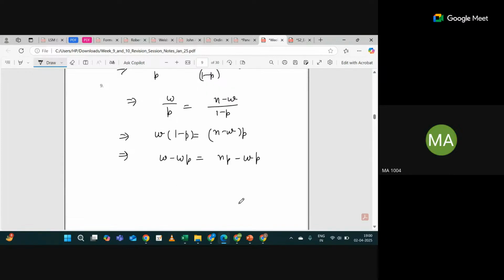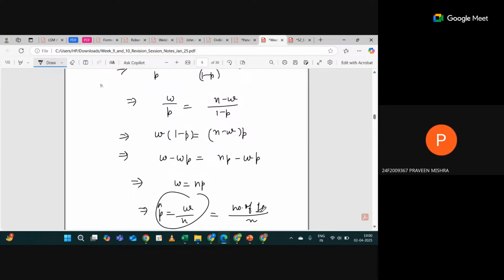From here, wp cancels out. So what we will get? w equal to n times p. So what is p hat? p hat is w by n. So what is w? It means the number of ones, divided by n. Is this clear? Yes, sir. Okay.